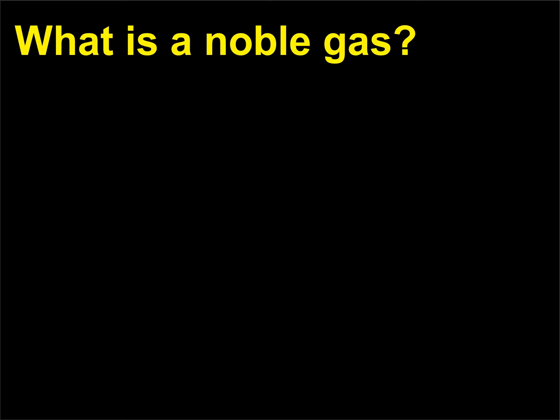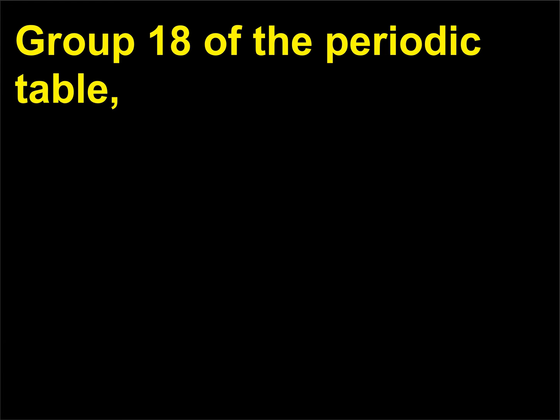What is a noble gas? Group 18 of the periodic table. Characterized by their general inertness due to their complete valence shell of electrons.